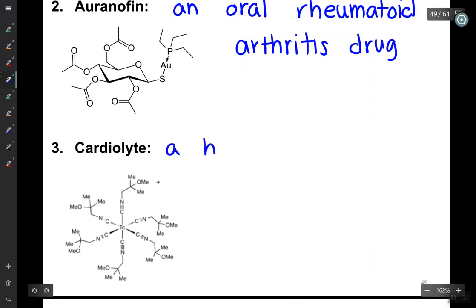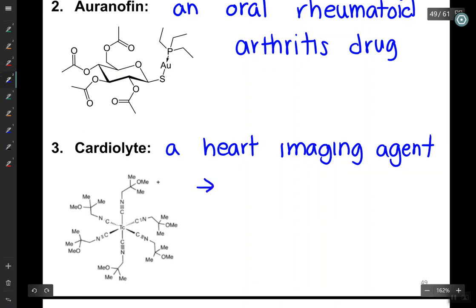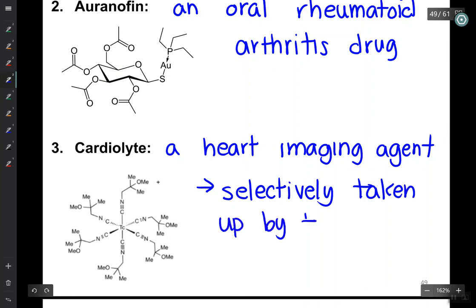It's a heart imaging agent. And the reason that it's used as a diagnostic agent is that it's selectively taken up by the heart. Because if you have a diagnostic agent that just goes everywhere in the body, it's not very useful because then you'll see too much background signal. So for technetium, this cardiolite molecule is able to selectively localize in the heart. So it's got a very unique structure.